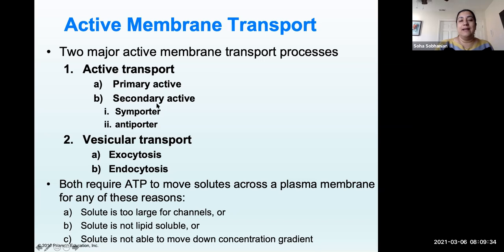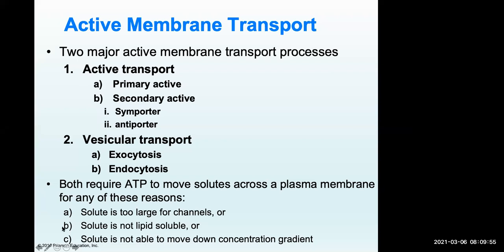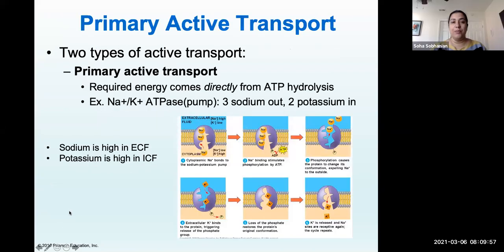So if you look at this, there are two main types of active process. One is just referred to as active transport, and the other is referred to as vesicular transport. Active transport itself is divided into two types, primary and secondary active transport. Primary active transport, I'm just going to move on to the next slide so I can show it to you.